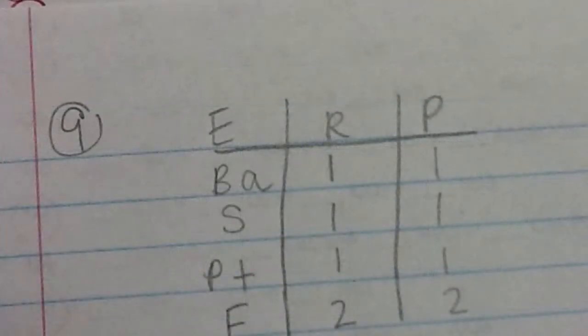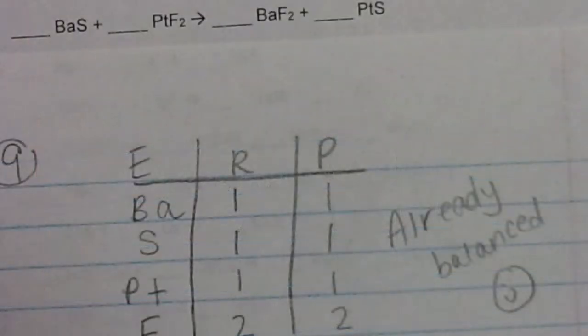Number 9. Number 9 contains 1 reactant barium, 1 reactant sulfur, 1 reactant platinum, and 1 reactant fluorine. On the product side, there's 1 barium, 1 sulfur, 1 platinum, and 2 fluorine. This equation is already balanced.